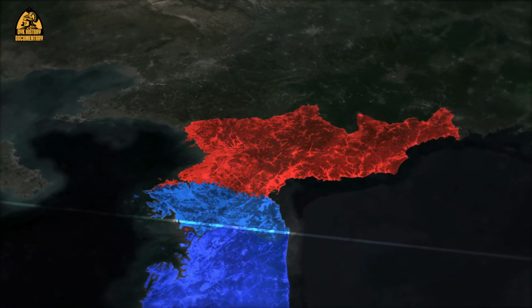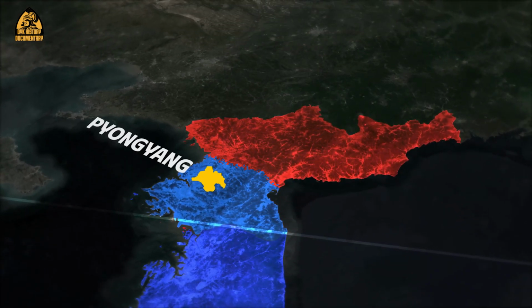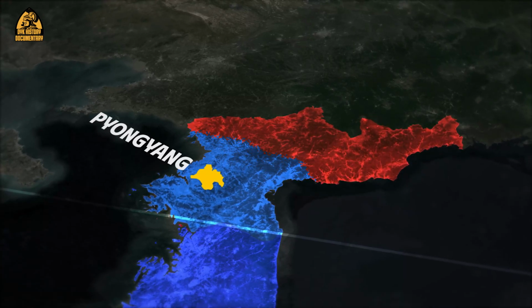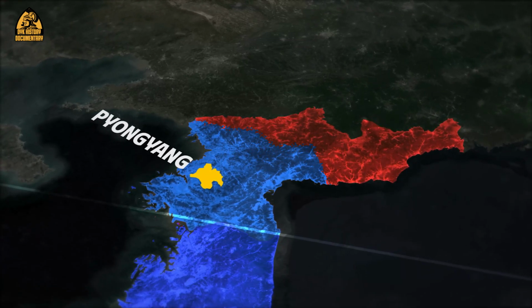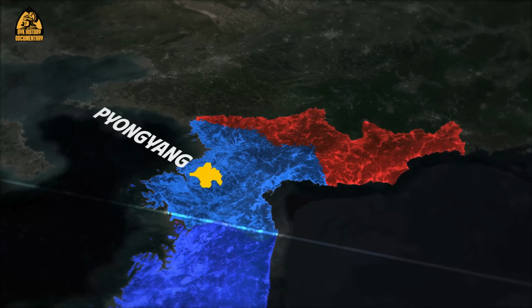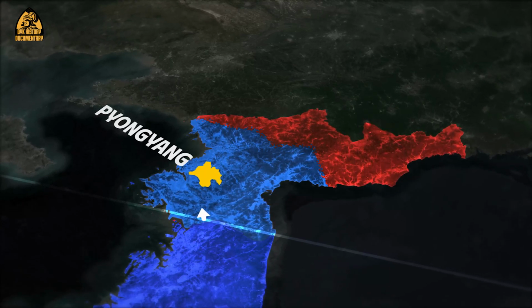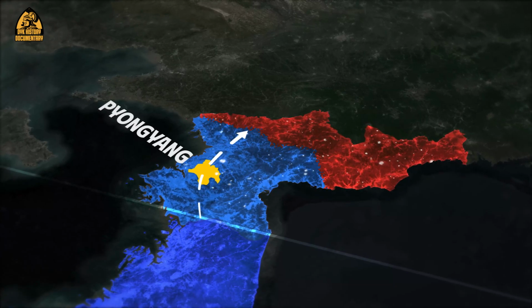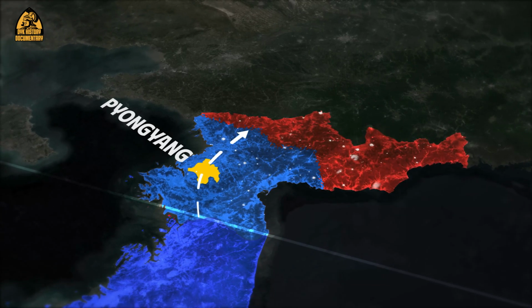UN forces captured Pyongyang, the North Korean capital, on October 19. The rapid advance continued towards the Yalu River, the border with China. However, as UN troops moved further north, logistical challenges increased and supply lines became overstretched. The mountainous terrain and approaching winter also posed significant difficulties.